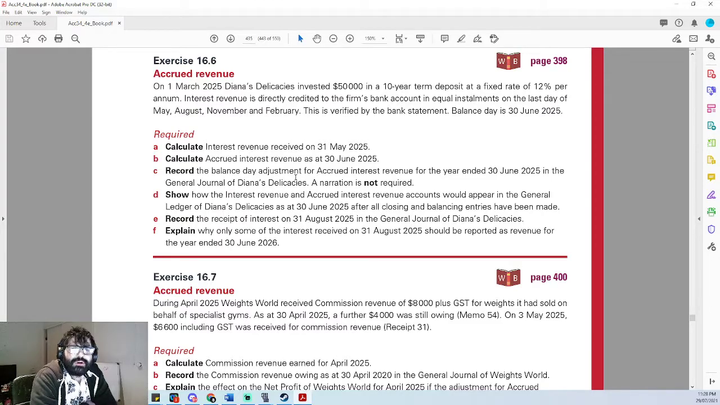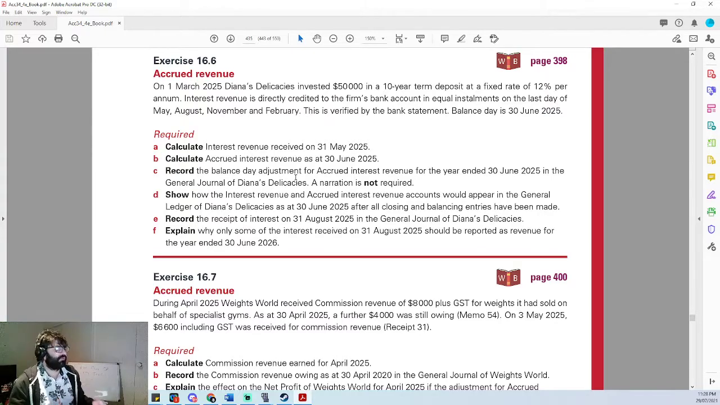Alright, on March the 1st, 2025, Diana's Delicacies invested $50,000 in a 10-year term deposit at a fixed rate of 12% per annum. Interest revenue is directly credited to the firm's bank account in equal installments on the last day of May, August, November, and February. This is verified by the bank statement. Balance date is the 30th of June 2025.